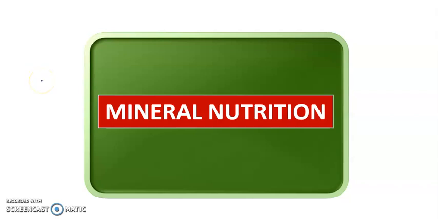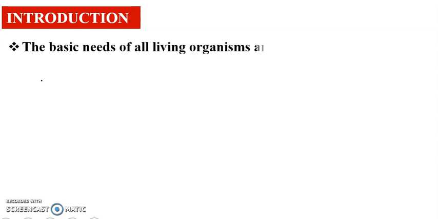So let us start with the next chapter, which is mineral nutrition. In this chapter, we are going to talk about the essential minerals that are required for the plants to survive and carry out its day-to-day activities and live a long life of whatever span it is, whether it's an annual plant which lives for 1 year, or it's a biennial which lives for 2 years, or a perennial which has got a very long lifespan.